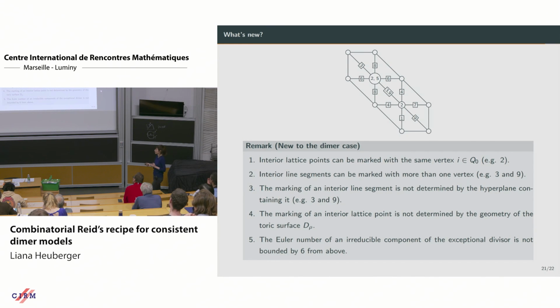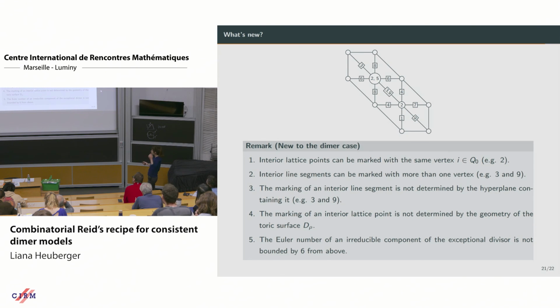Ooh, and I'm going to finish early again. Okay, so here's what's new to the dimer case. Interior lattice points can be marked with the same vertex. So here we have 2 that marks 2 surfaces. Interior line segments can be marked with more than 1 vertex. So there's this that never happened in triangles. The marking of an interior line segment is not determined by the hyperplane containing it, which means that we have this hyperplane here. It contains these 3 line segments. Remember, in the triangle case, we had that 2 that had to necessarily mark everybody in that hyperplane. This is not the case anymore.